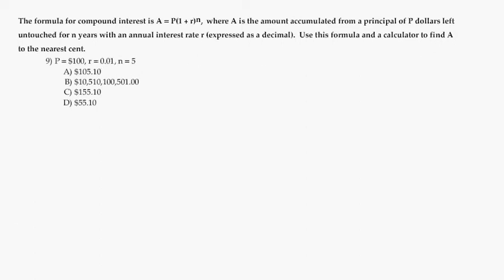When you're working with a problem that has a formula like this, the best thing to do is determine the value of any variables. In our formula, we have the variables A, P, R, and n. Let's see if we know any of those. A is the amount accumulated from a principal of P dollars.